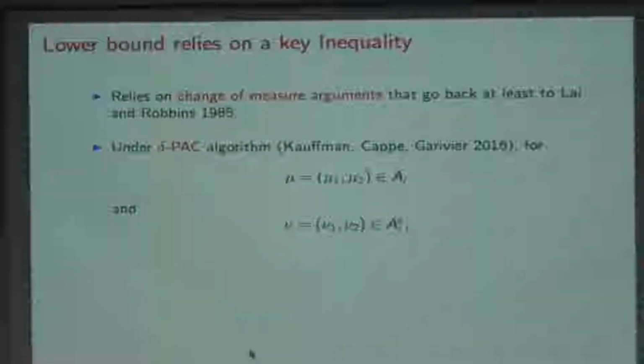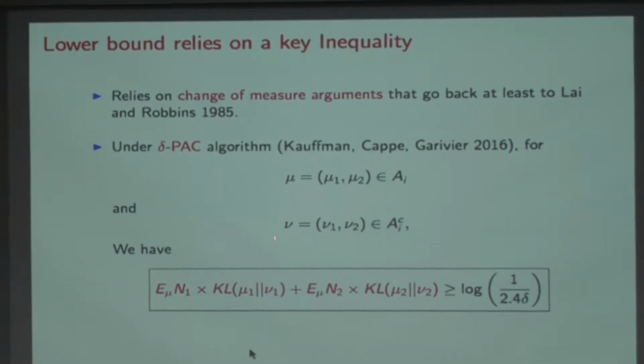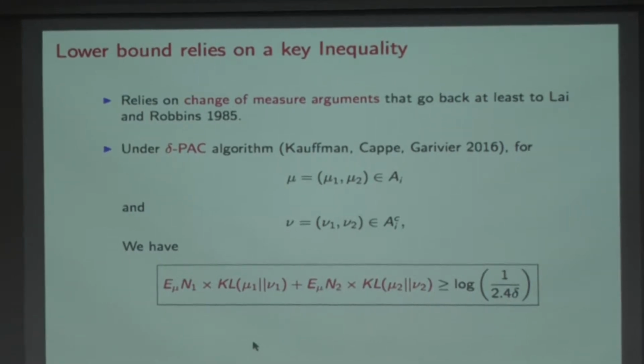So let's consider a simple setting. And this is a nice bound that Kaufmann, Cappé, and Garivier came up with. It's a non-asymptotic bound. That's a nice part of it. It's true for any delta. So if mu is my arm, mu1 and mu2 are two distributions, and it belongs to set A_i. And nu is another set of distributions which belong to A_i complement.